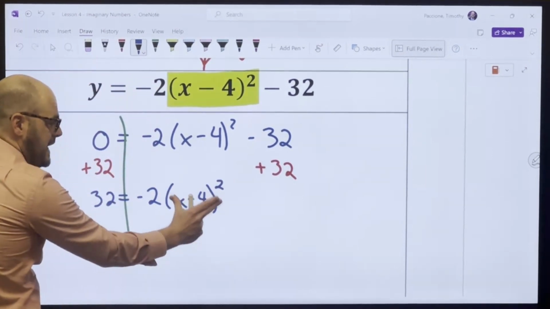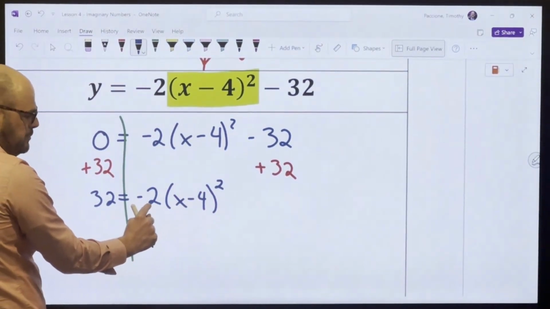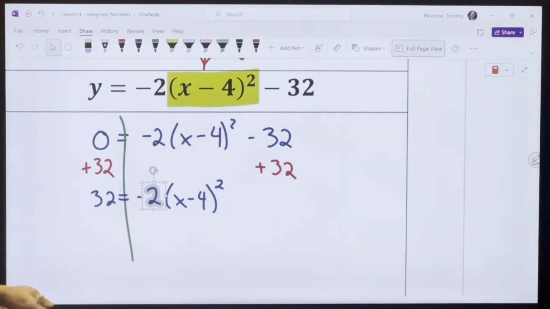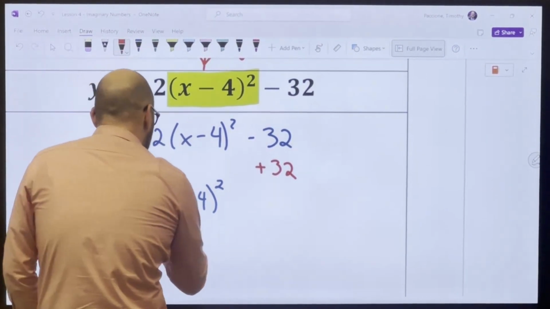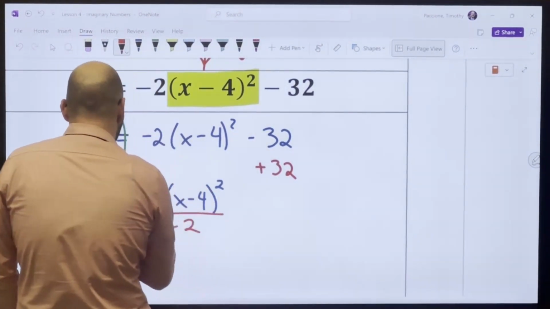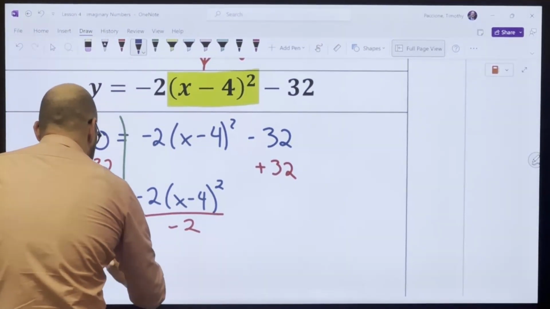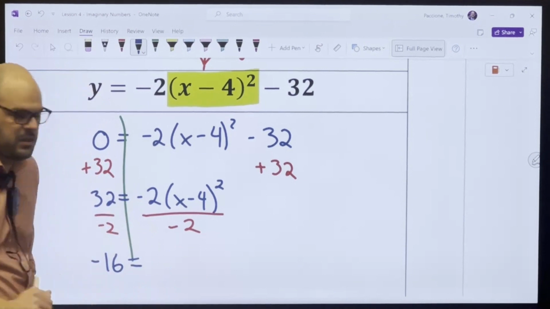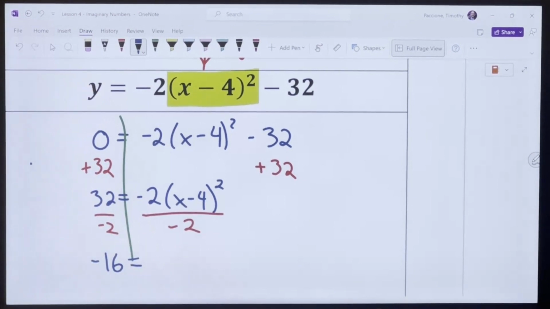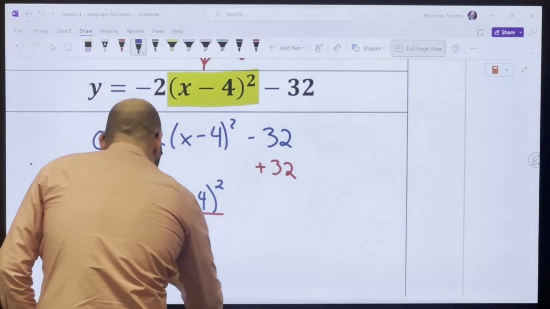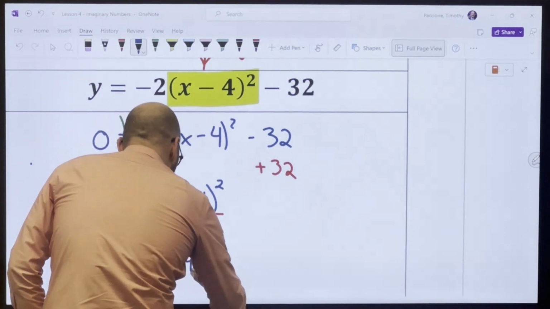Okay, so I'm trying to get this by itself. What's happening to it? It's being multiplied by negative 2. So how do I get rid of multiplication of negative 2? I divide by negative 2. And yeah, it's weird because I have to divide this whole thing by negative 2, but that's okay. It works. And I get, again, negative 16. I should have come up with a different number because it's not always going to be negative 16. That's a coincidence. And then I have x minus 4 squared.